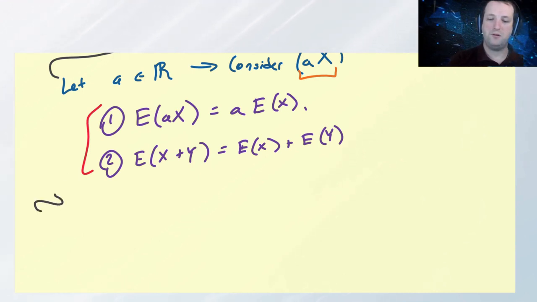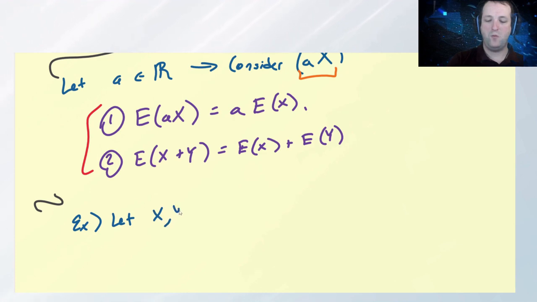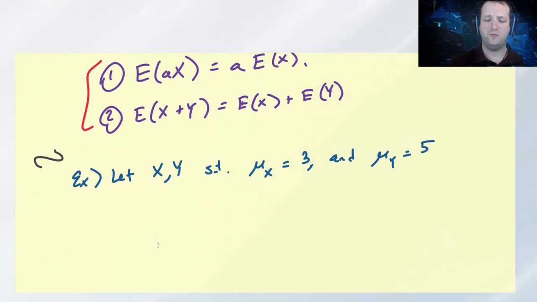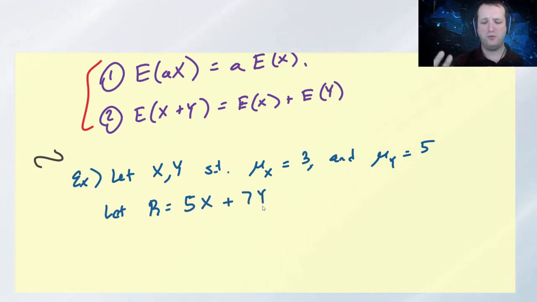So let's look at a particular example. Let X and Y be random variables such that the mean of X is equal to 3 and the mean of Y is equal to 5, right? So the mean value is 3 and 5 for X and Y respectively. And we're going to define a new variable, let's say R, to be equal to 5 times X plus 7 times Y. Now, why would you want to do this?